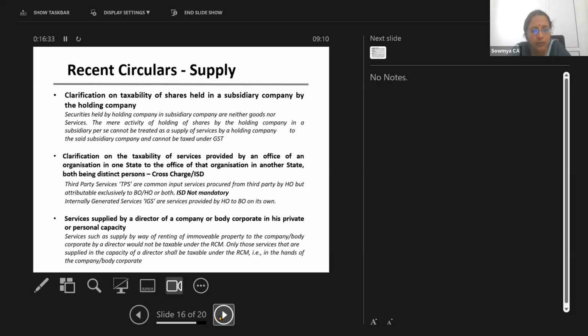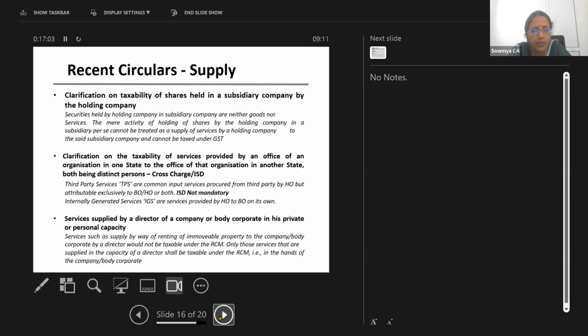Again, clarification on taxability of service by an office or an organization in one state to an office of that organization in another state, both being distinct persons. With respect to cross charge and ISD, I think we had a detailed discussion 2 weeks back on this, and they have very clearly clarified what the legal aspects are with respect to third-party services and internally generated services by head office to branch office.